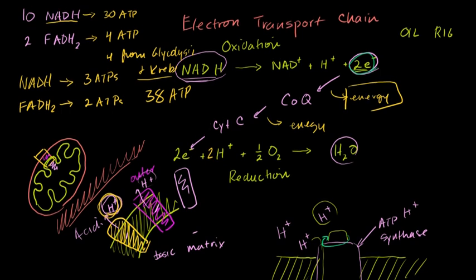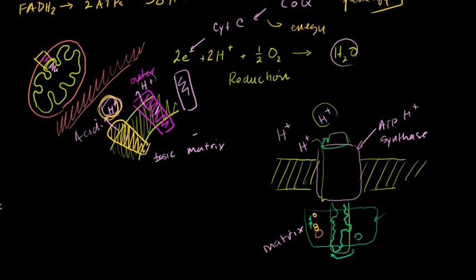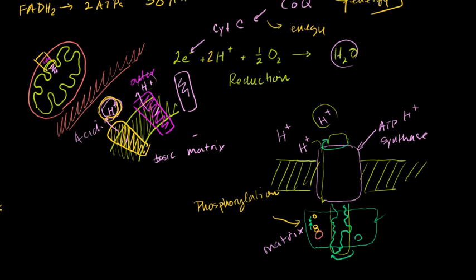And then the second part of the electron transport chain, or maybe we shouldn't even call this part of the electron transport chain, the process where the ATP is actually formed, the adding of a phosphate group to another molecule, is called phosphorylation. So the whole process of creating ATP through the electron transport chain.